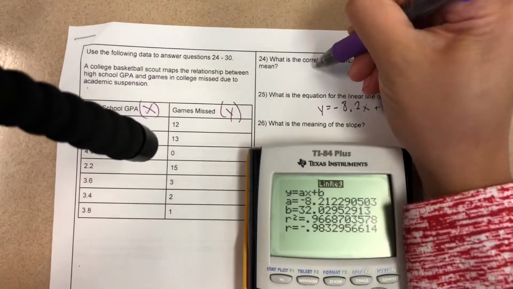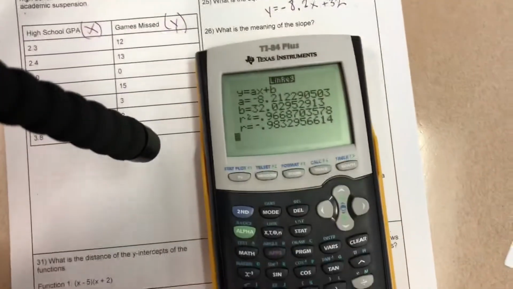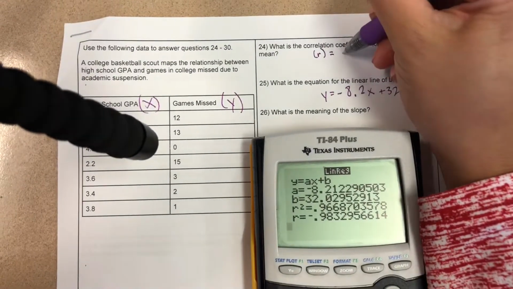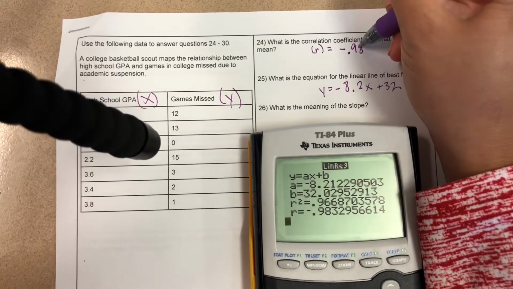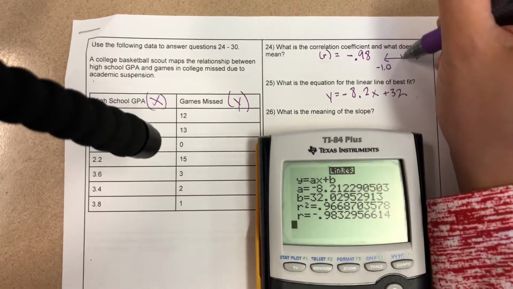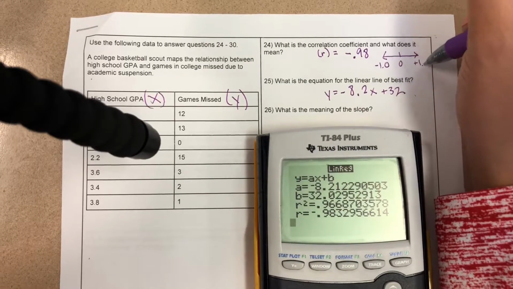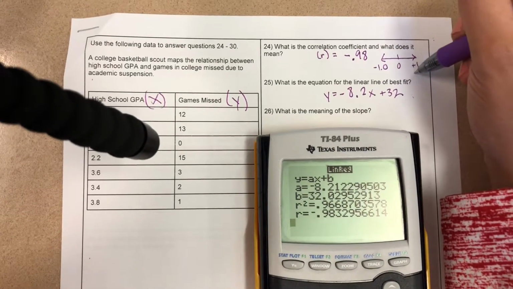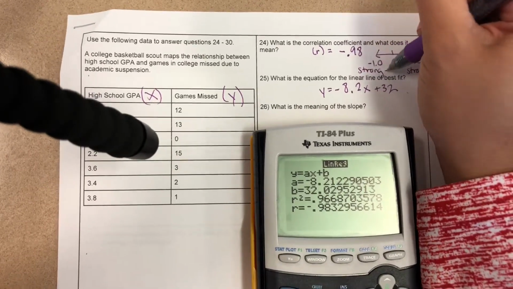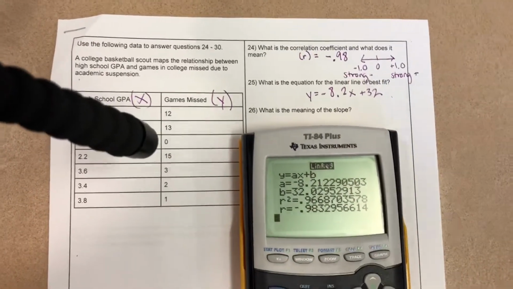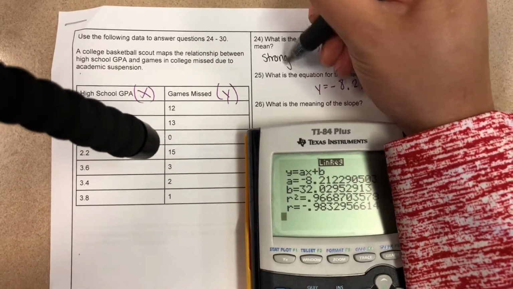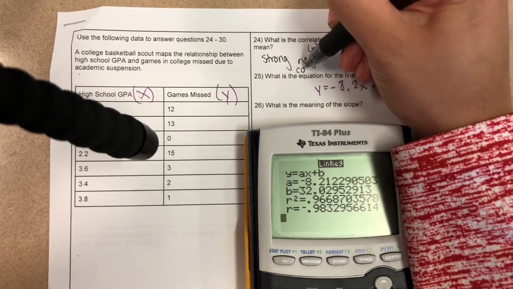My correlation coefficient, that is represented by the variable R, and right here I have a negative 0.98. So R equals negative 0.98. It is on a scale of negative 1.0, in the middle 0, and then positive 1.0. So this means strong positive. This side means strong negative. So a negative 0.98 is going to mean that there is a strong negative correlation.